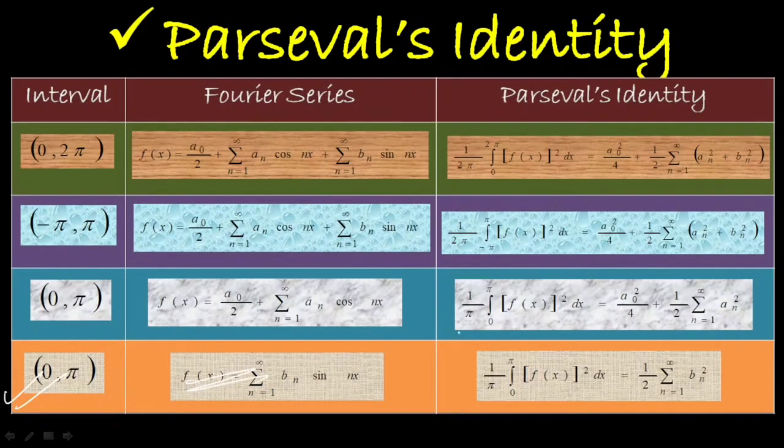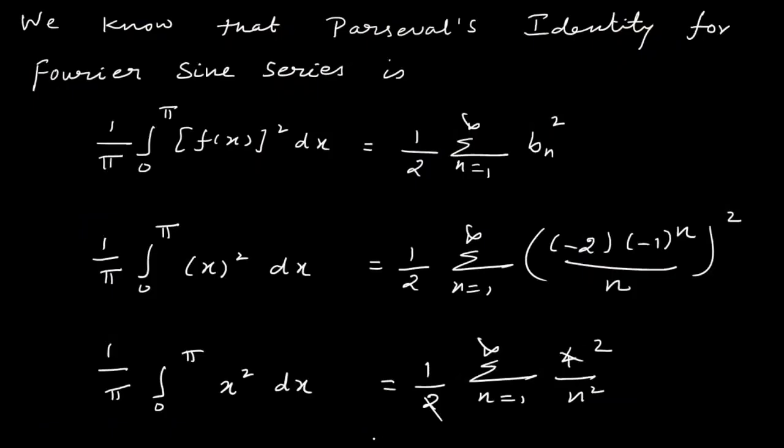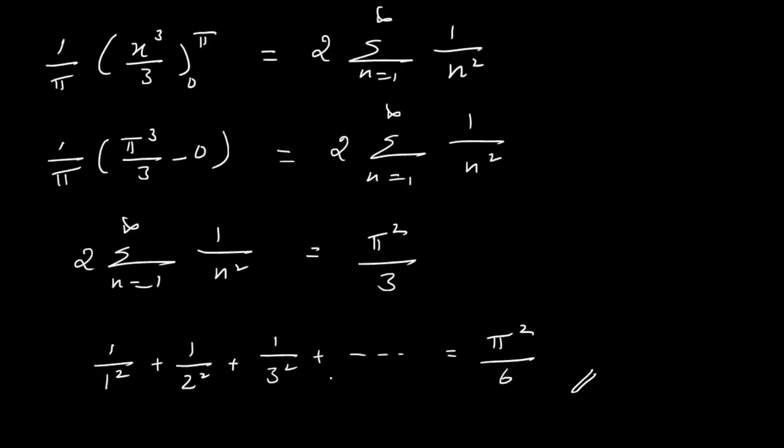So for using Parseval identity, the last fourth one. Your f of x is like this, and this gives you the Parseval identity. We know the Parseval identity for Fourier sine series. This is the Parseval identity. Substituting the value of f of x, you have the bn value, square this and integrate x square, and simplifying this, you get this series. Look here, 1 by 1 square plus 1 by 2 square plus 1 by 3 square plus etc. That is equal to pi square over 6.